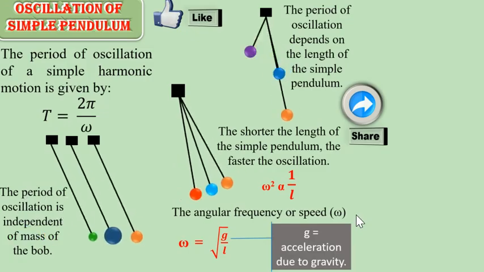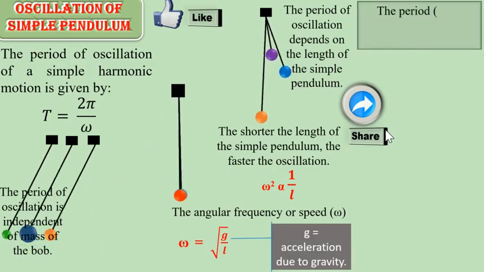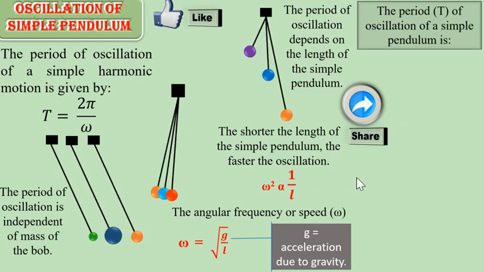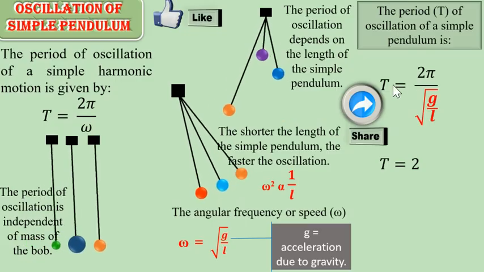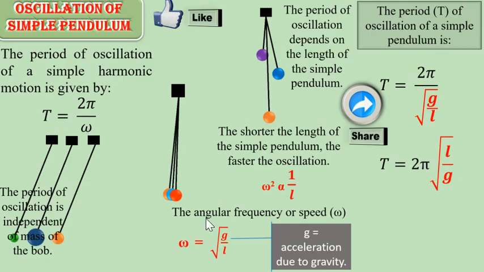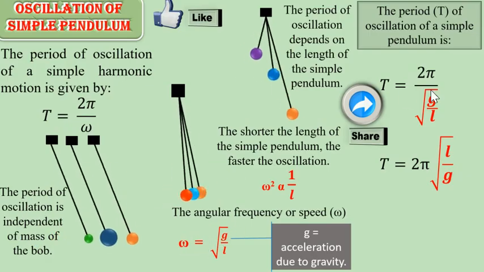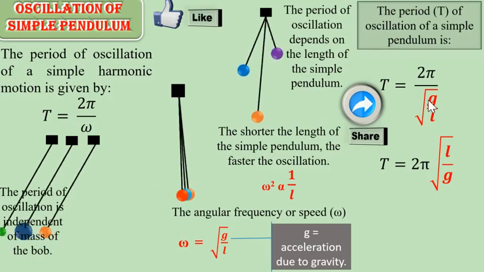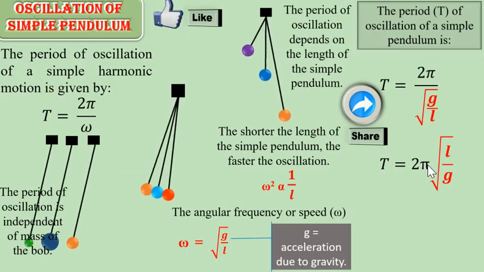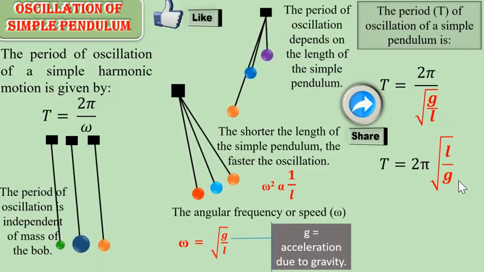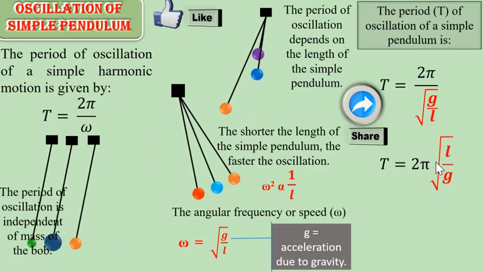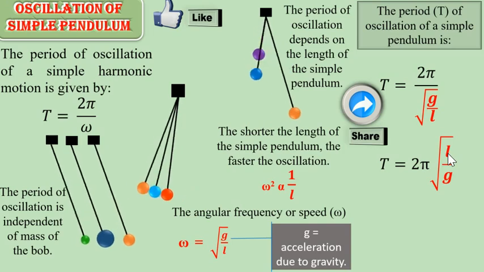And now, having come to this, we can simply say that the period T of oscillation of a simple pendulum is given by T equals 2 pi over omega. Remember, 2 pi over omega. But now we have established that omega is equal to this. Replacing the angular frequency with this and simplifying further, we have the period of oscillation as 2 pi square root of L over g, showing that the period of oscillation is directly proportional to the square root of what? The length of the pendulum.